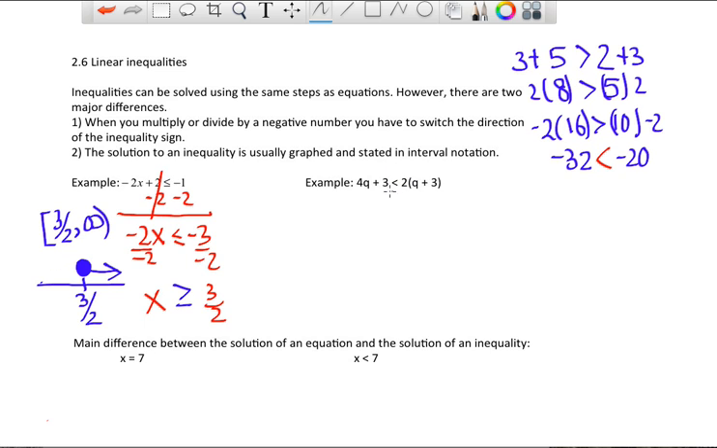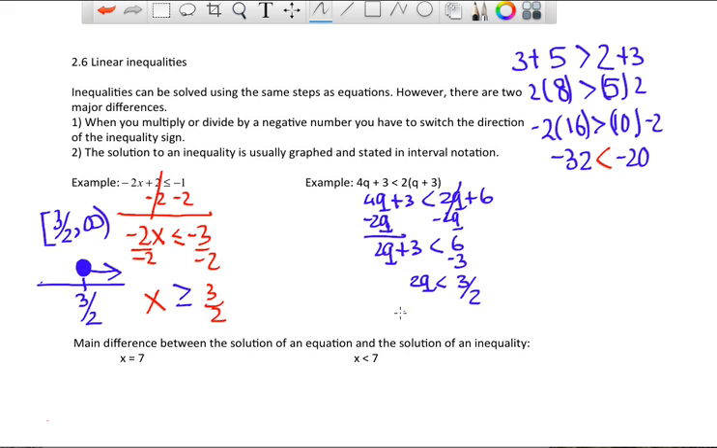Okay, we'll do another example here. So distribute. So 4q plus 3 is less than 2q plus 6. Subtract 2q on both sides. We're trying to isolate q. So 4 minus 2 is 2, that's a q. That's 2q plus 3 is less than 6. Move the 3 over. So 2q is less than 3. And then divide by 2. So the answer ends up being q is less than 3 over 2.